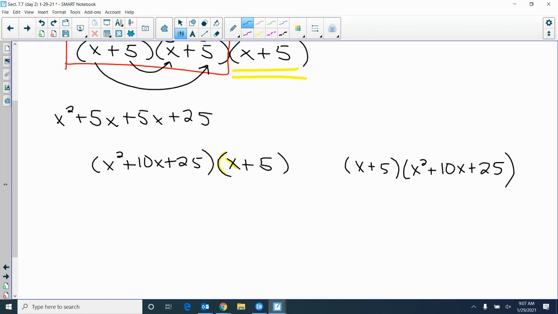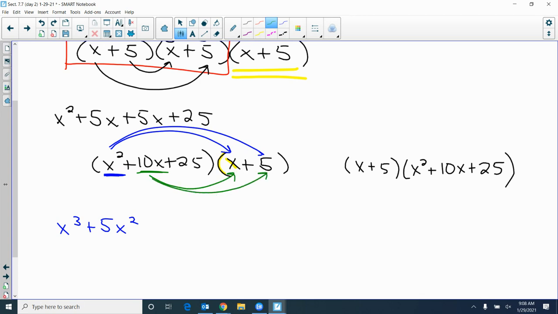If you have them written this way, this x squared needs to multiply. We follow the same rule. Everything in the first one has to multiply everything in the second one. Well, what's x squared times x? That's going to be x to the third. What's x squared times 5? Plus 5x squared. Then move to the 10x and multiply the 10x times both of them.